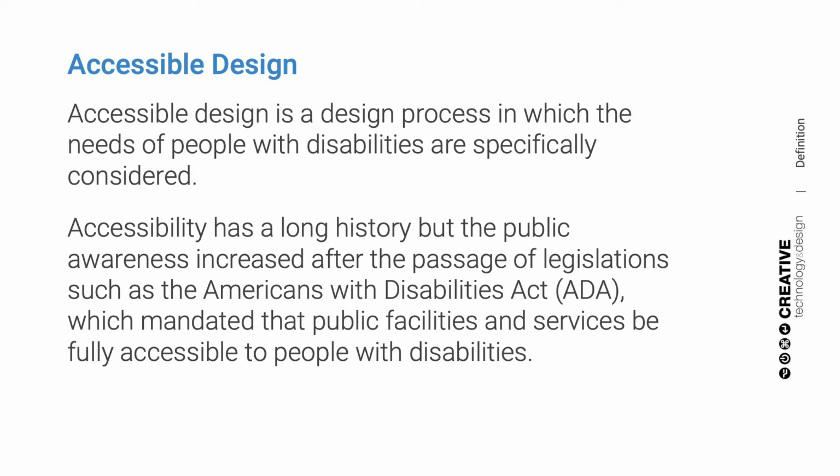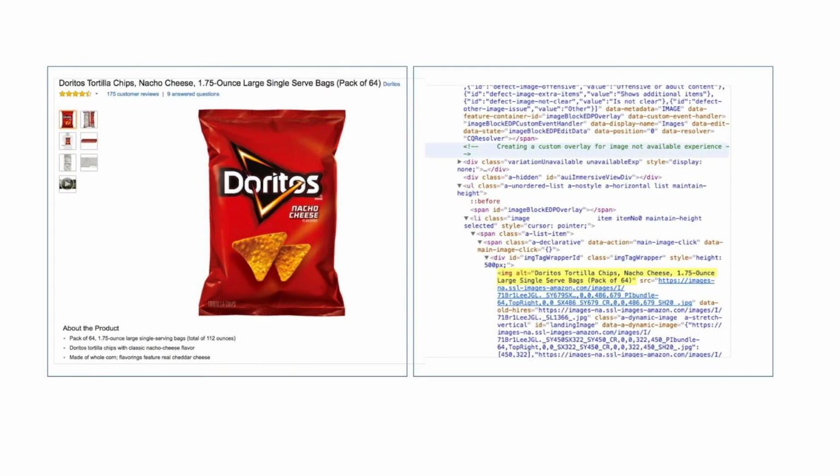Accessible design has a long history, but the public awareness really increased after the passage of legislation such as the Americans with Disabilities Act. In short, accessible design is a mandate that public facilities and services must be fully accessible to people with disabilities. In our digital design classes, we do cover the fundamentals of accessible design.